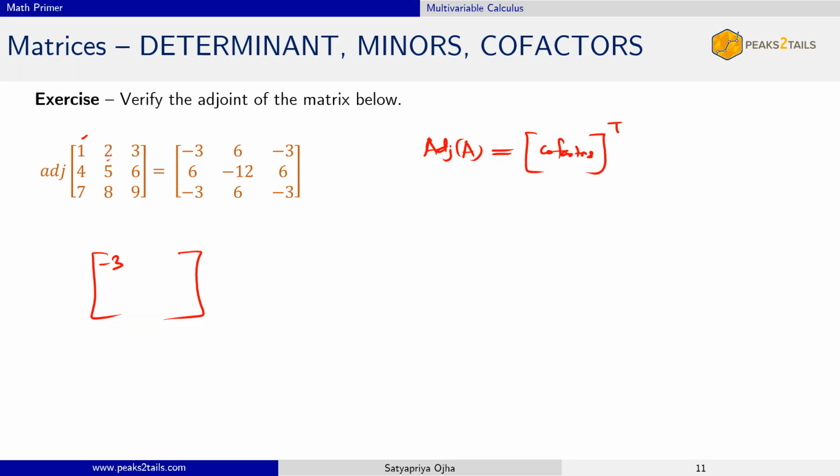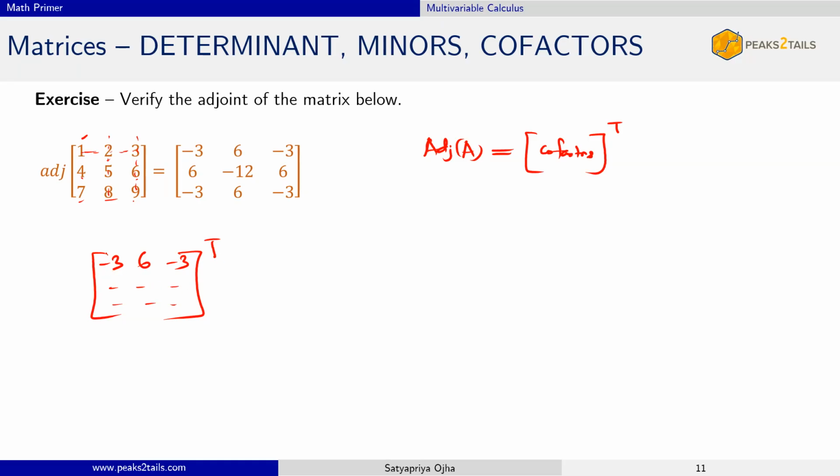36 minus 42, I think. 9 times 4 is 36, minus 7 times 6. That's minus 6, times minus 1, so plus 6. Nice. And the last one, let's do it for 3 and then you can try out the rest. 32 minus 35, minus 3. Correct. You can fill up the rest and take the transpose.